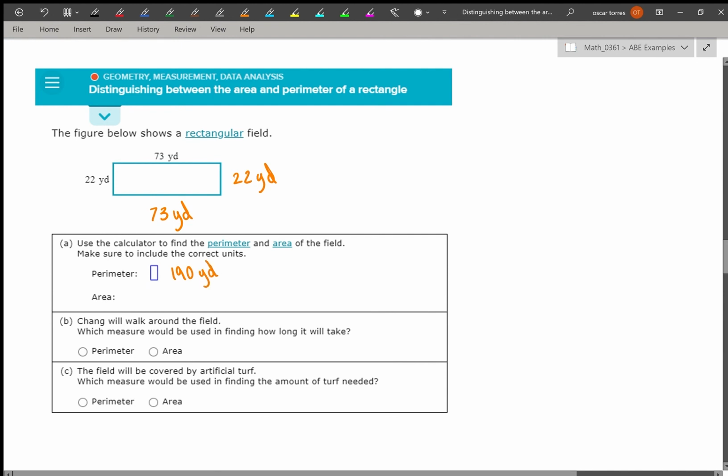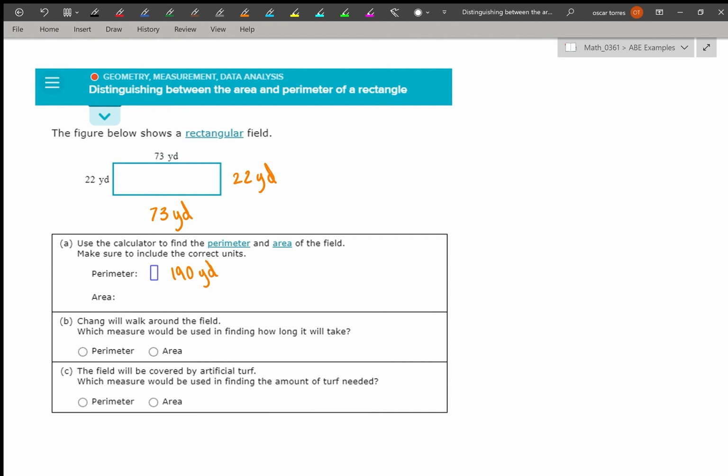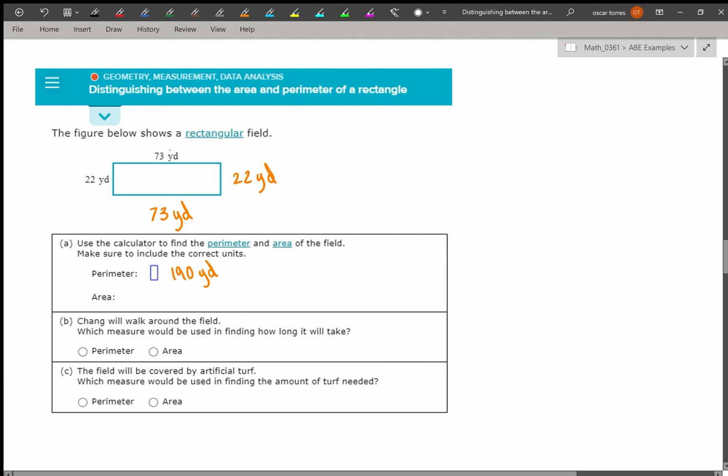To find the area of the figure, we need to follow our formula of area equals length times width. If we identify the length as 73 and our width as 22, we're only using these two numbers. And when we multiply them, we end up getting 1,606. Again, keep in mind that because area involves multiplication, length times the width, we're really multiplying yards times yards, which gives us the unit of yards squared.